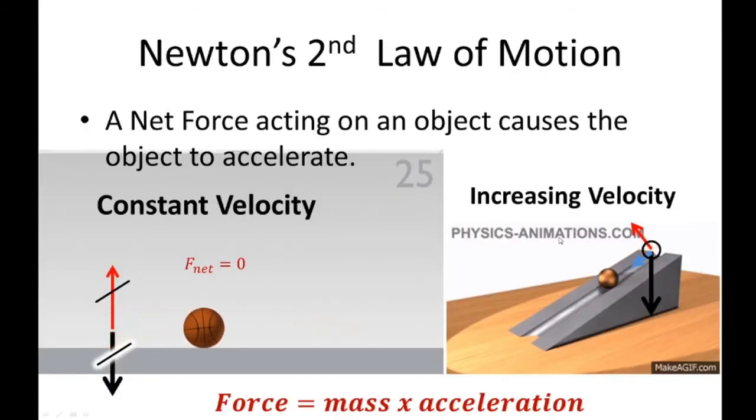Newton's second law of motion states that if there is a net force acting on an object, the net force causes the object to accelerate. So if there is a net force acting on a certain object having mass, then that object should accelerate. And in this case, there is no net force. Net force is 0, so this object will not accelerate, it will only move at constant velocity.